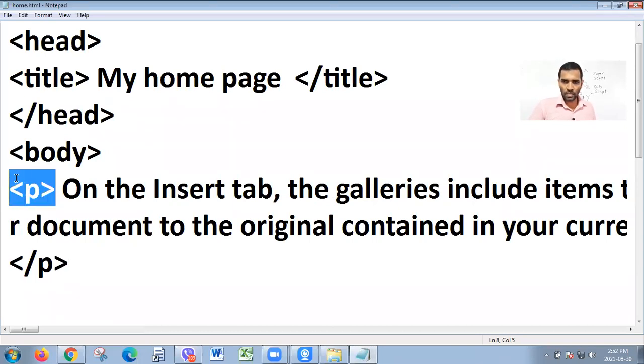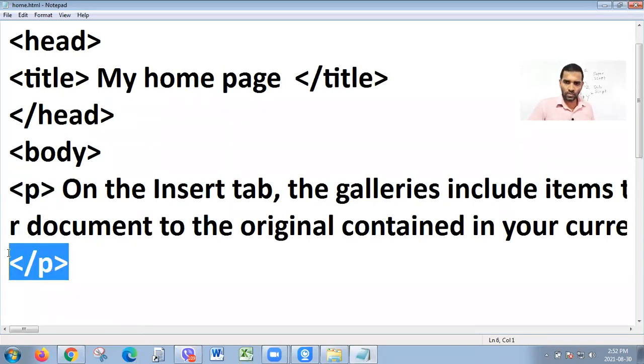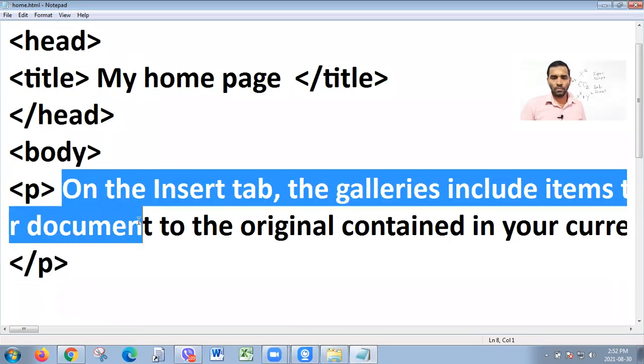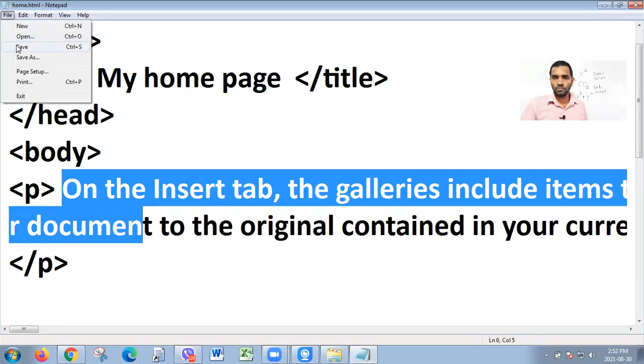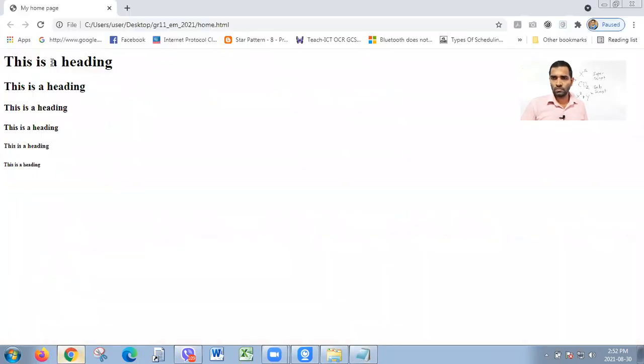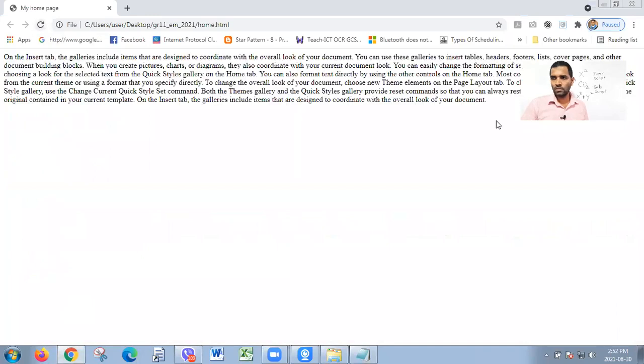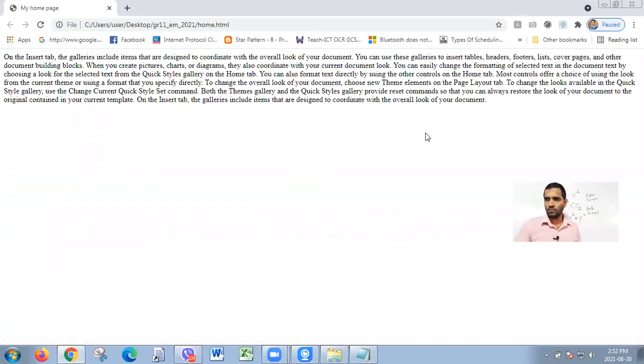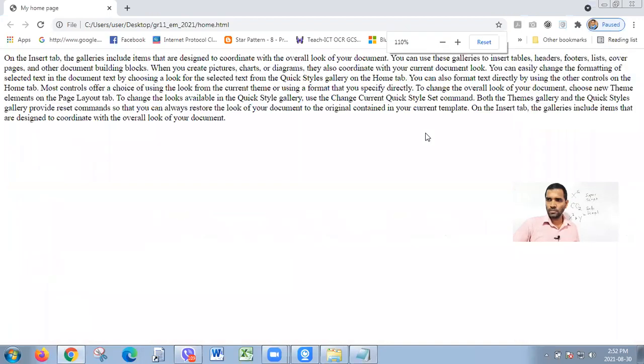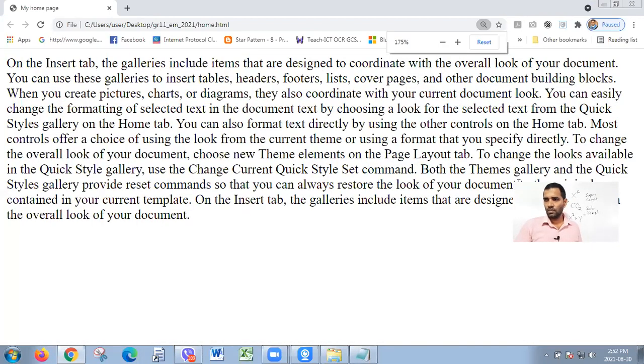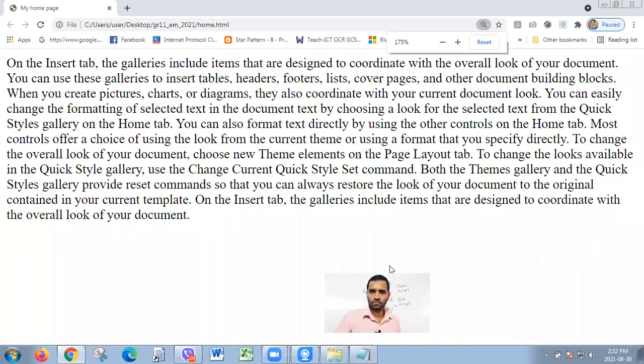So this is the starting P tag. This is the closing P tag. In between starting P and closing P, you have the paragraph. Okay. So now that must be shown as a paragraph. Look at that output. Save your work and refresh. Now you can see the paragraph. Let me increase the zoom size. You can see that, right? Now you got the paragraph, right?